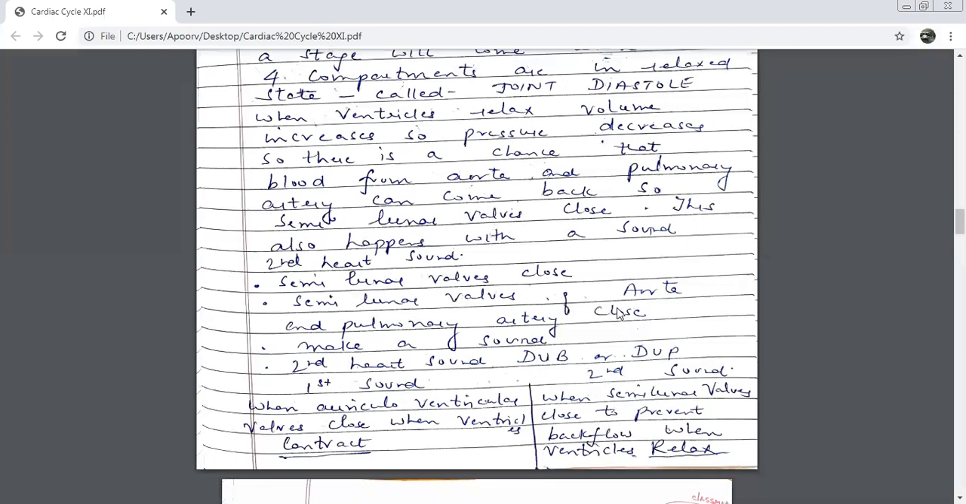Yes. Now let us differentiate very quickly between the first sound and the second sound. That is the lub sound and the dub sound. But the first sound kab hua tha?